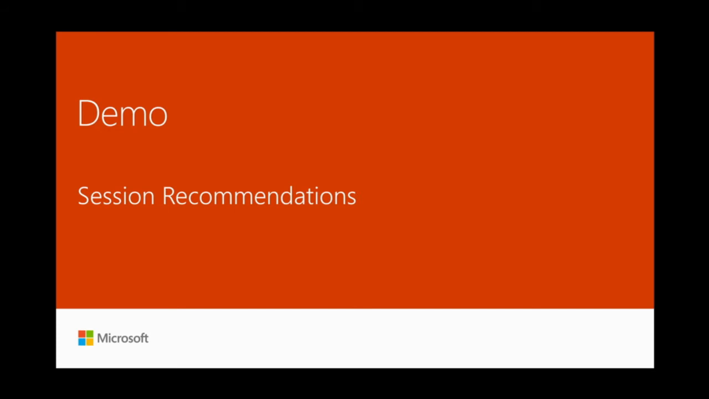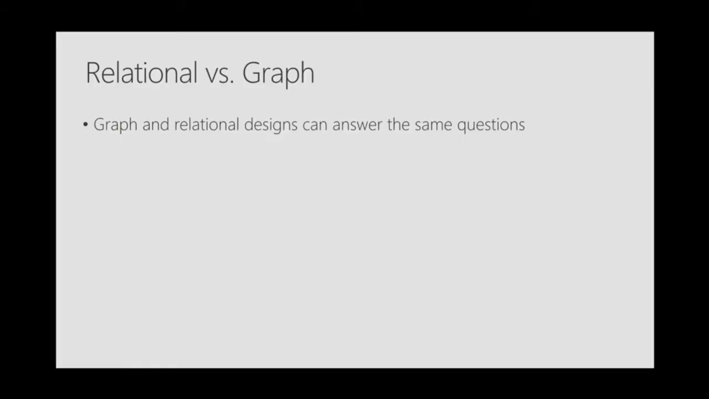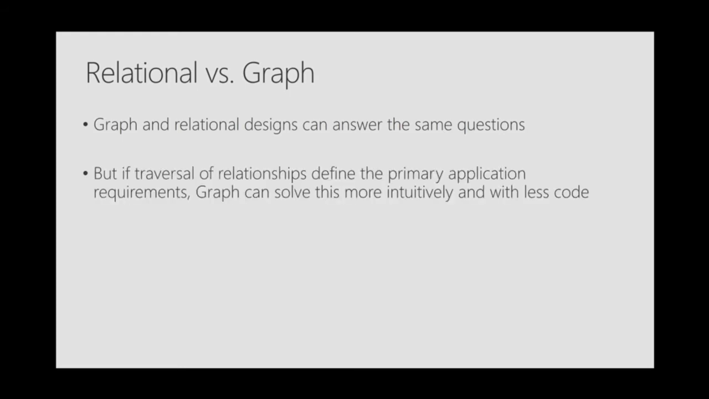So, relational versus graph. Graph and relational designs can't answer the same questions. We've shown that. We've shown you what the relational query looks like to answer that question, and what the graph query looks like. If traversal of a relationship defines the primary application requirements, that's when graph can solve it more intuitively and with less code. If the primary purpose is looking at relationships between objects and entities, that's where graph shines. If you're just looking at straight, static, hierarchical data, you might as well go relational. It's familiar.